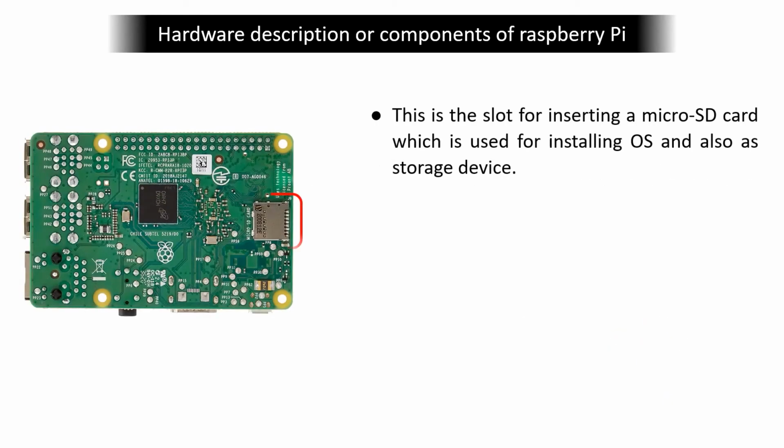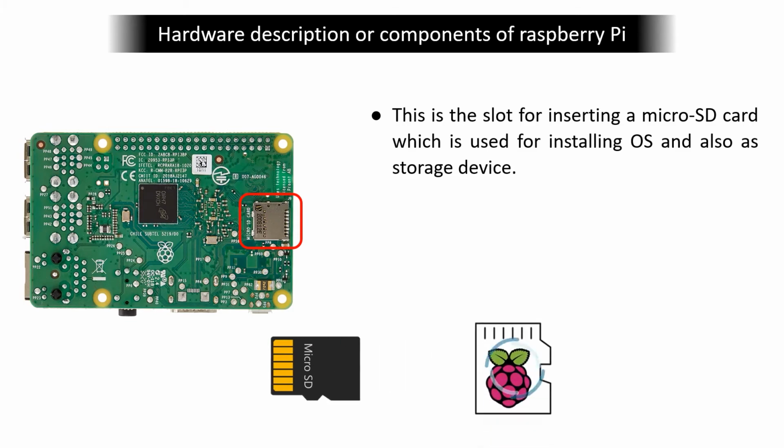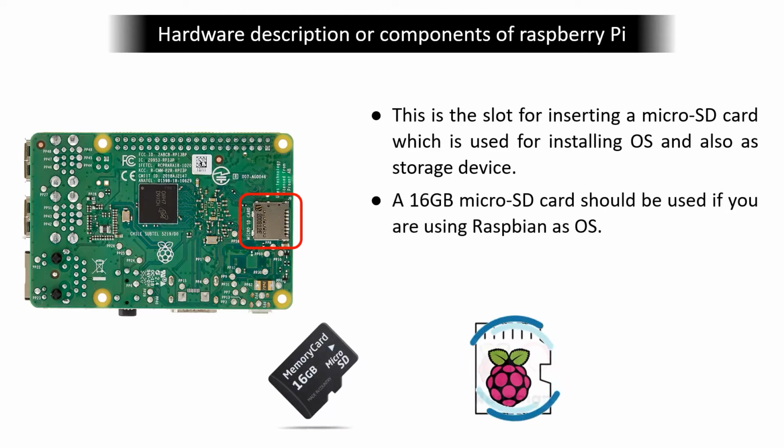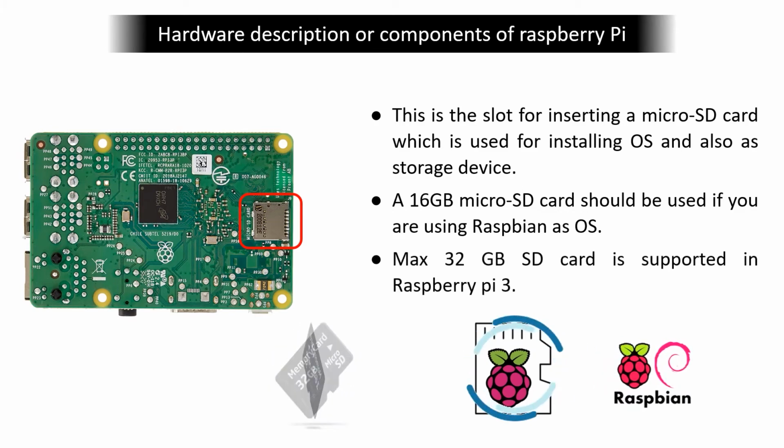This is the slot for inserting a micro SD card which is used for installing operating systems and also as a storage device. A 16 GB micro SD card should be used if you are using Raspbian as an operating system. A maximum 32 GB SD card is supported in Raspberry Pi 3.